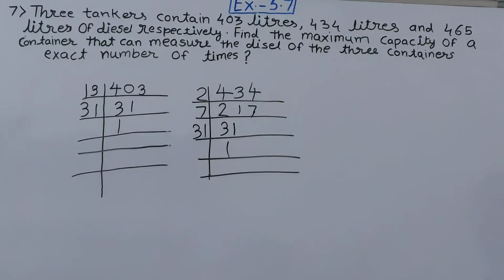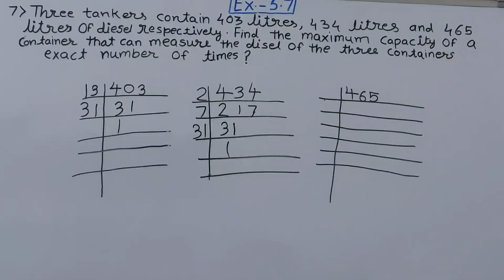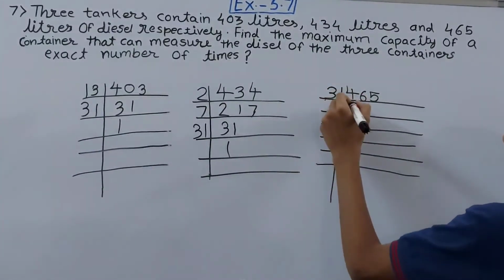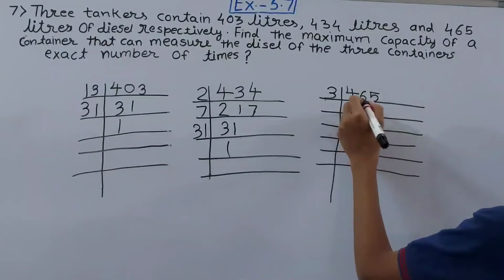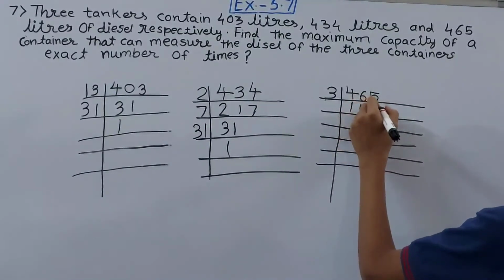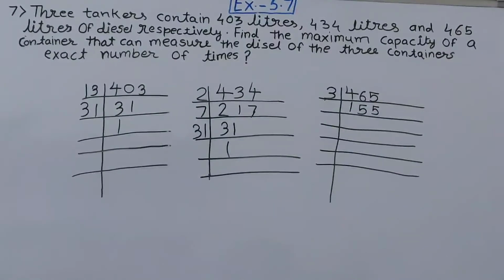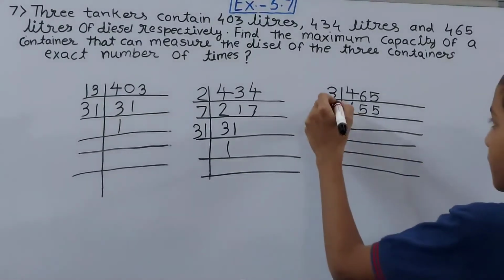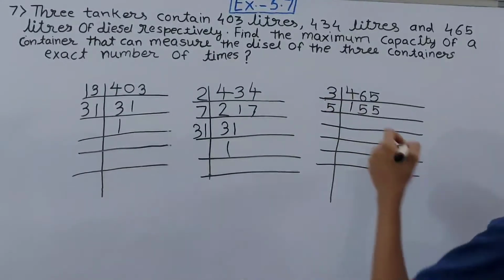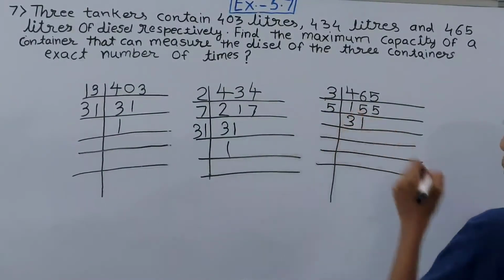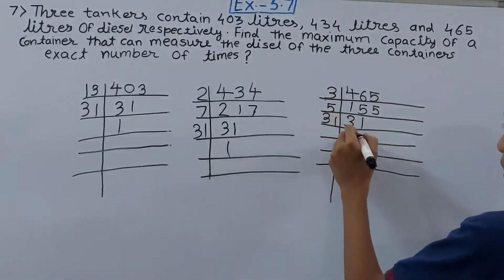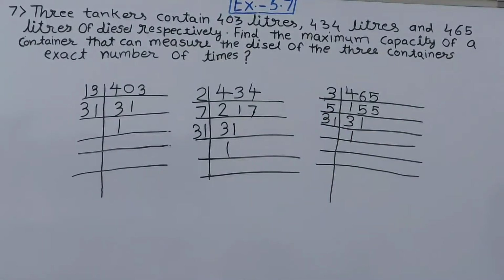Now let's see the next number. Next number is 465. Again we can take a factor, that is 3. So we are going to take 3 over here. Alright, so this will go 1 times and 1 is carried over, so 5, and this is 155. Now we are going to take 5. Okay, so this will go 3 times and this will go 1 times. Now we have 31. So this will go by 31 1 times.